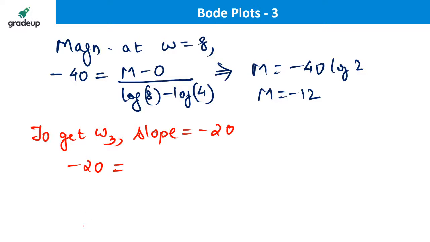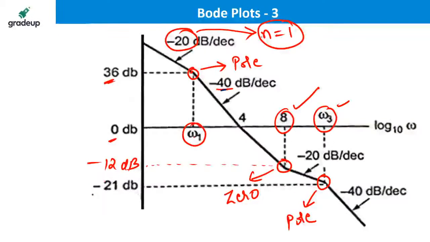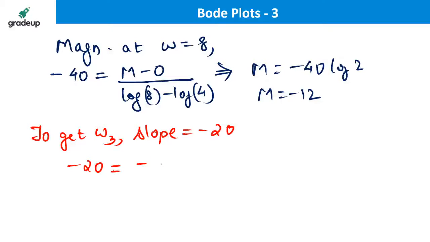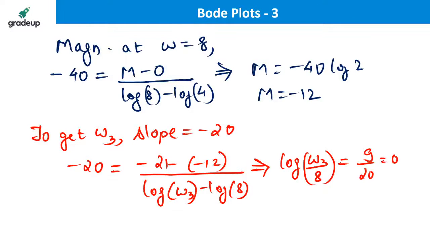I have understood your point, Amit, but just check, are you getting the answer which is coming here? Just comment yes or no. Minus 20 is equal to the magnitude difference, minus 21 minus minus 12, divided by log of omega 3 minus log of 8. So log of omega 3 divided by 8 is equal to minus 21 plus 12, that is minus 9, 9 divided by 20, that is 0.45. Solving this, what should be the omega 3 coming up?